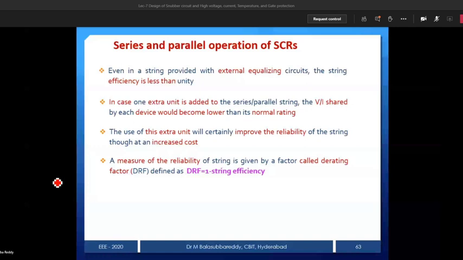So in turn, you have to measure it by making use of the derating factor. That will measure the reliability of a string using the derating factor. Derating factor is nothing but 1 minus string efficiency. If the derating factor is more, automatically more devices need to be used with the same string efficiency. If more devices, cost-wise it is more, and automatically you have to spend more, but reliable operation takes place. If I don't want to spend more and use a high number of devices, automatically reliability will be less, because there is a chance of device failure.